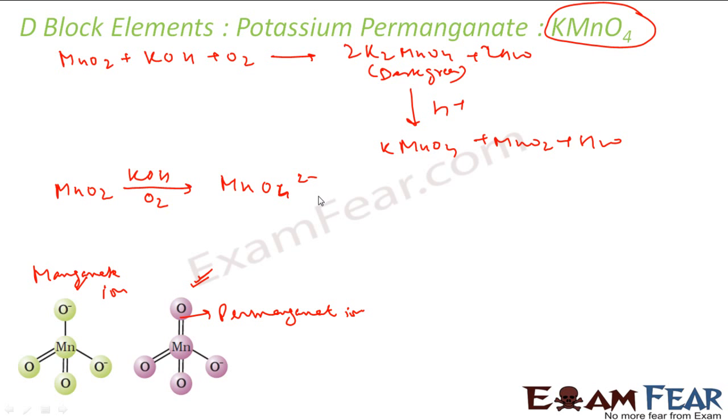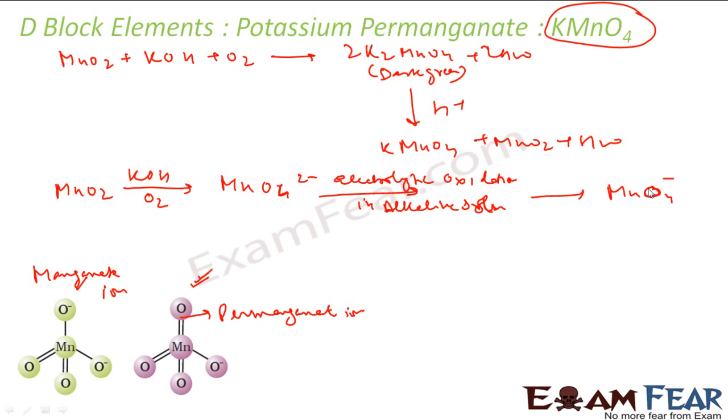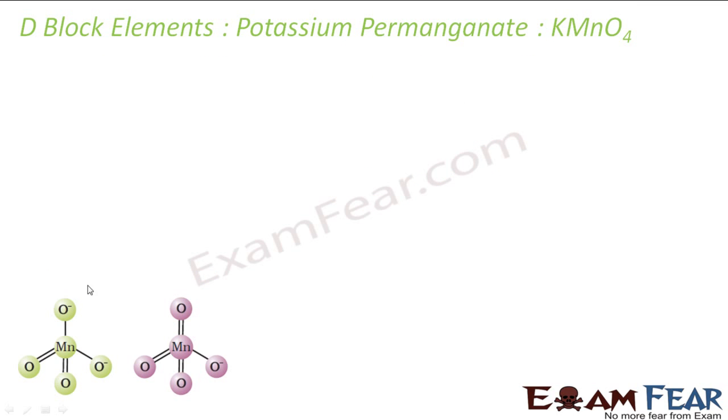Okay, so once you get this, you do electrolytic oxidation, and this is done in alkaline solution. So what you get is permanganate ion. MnO4 minus is permanganate ion, MnO4 2 minus is manganate ion, and manganate ion is dark green in color, and permanganate ion is dark purple in color. And if you see the structure of these manganate and permanganate ions, both are tetrahedral.